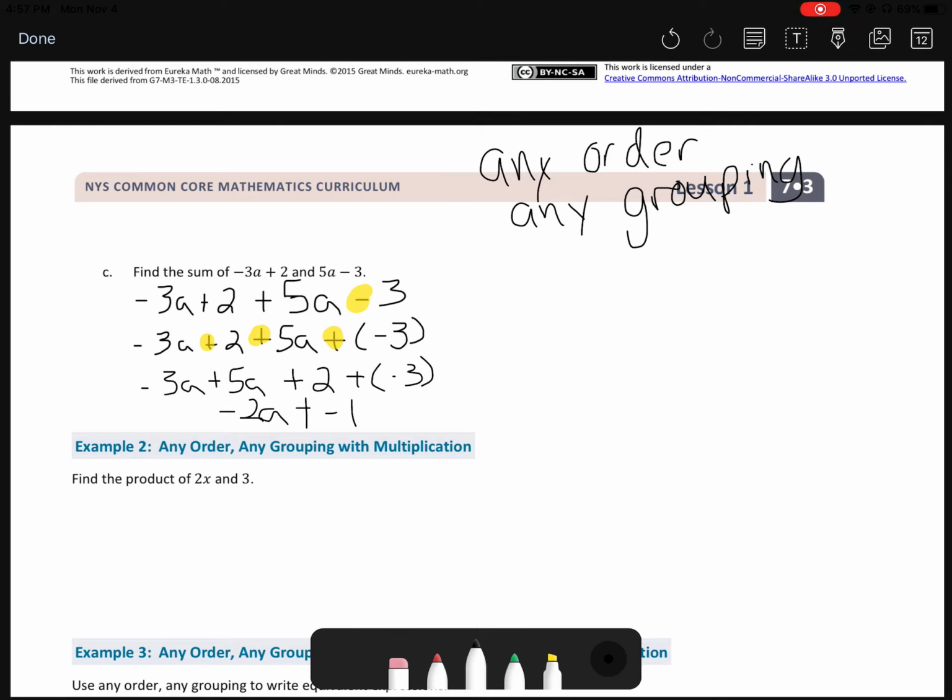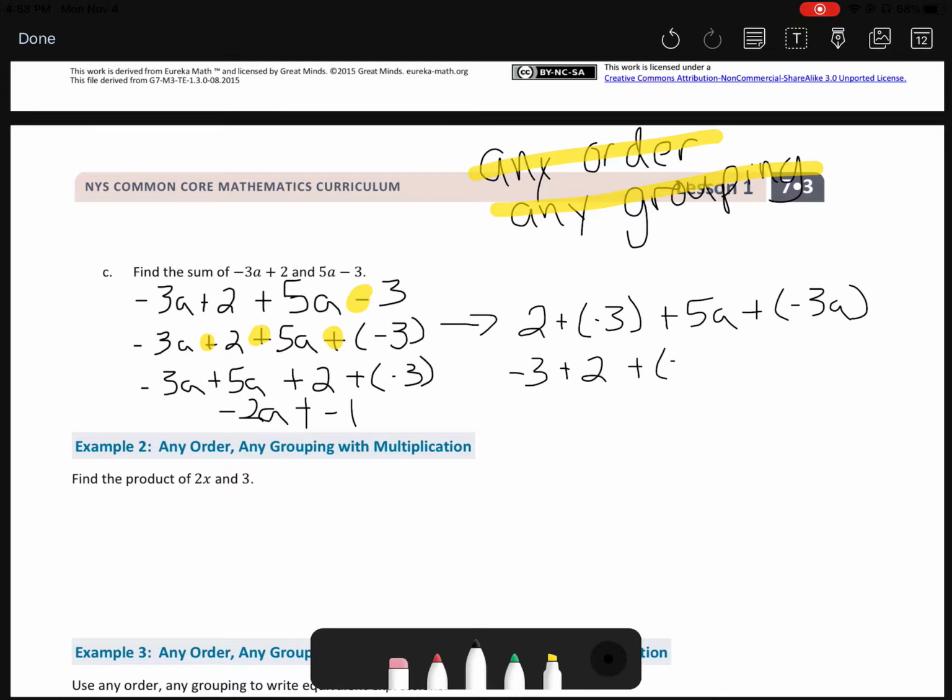That's after I combine my like terms. This any order, any grouping, that's using the associative and the commutative properties. And if they're all the same sign, if I have plus signs all the way across, I could rearrange it any way I want. If I wanted to, I could turn this into 2 plus negative 3 plus 5a plus negative 3a. That is the same one. I could say negative 3 plus 2 plus negative 3a plus 5a.